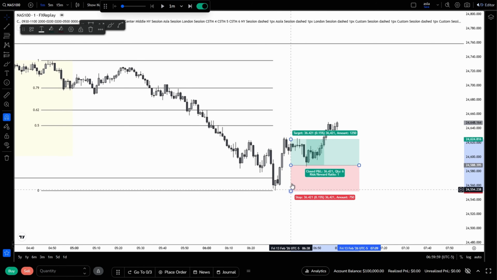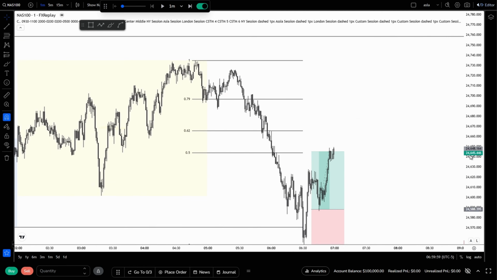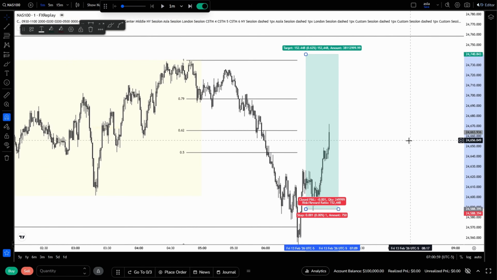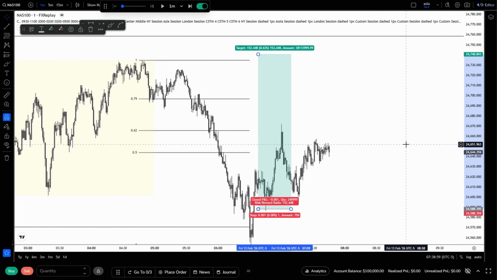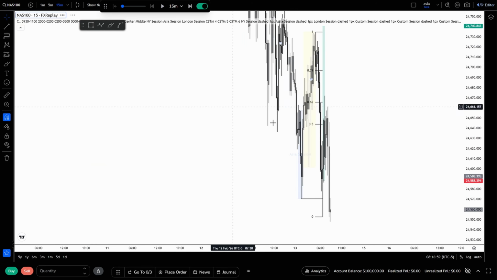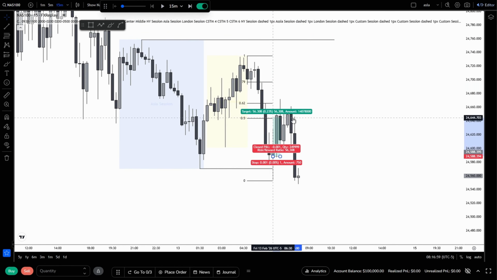Does price retrace back to the midpoint? Yes, it does. Now, does price continue strongly higher from there? Not immediately, but that's not the objective. The objective on a seek and destroy day is to trade back into the range and secure that 50% retracement. Once price hits equilibrium, we move our stop loss to break even. Risk management is key here.